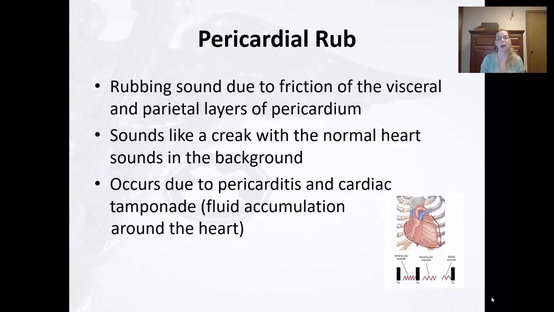Pericardial rub is the sound that comes from friction in the parietal layers of the pericardium. And it sounds like creaking, again, like squeaky floorboards. How you differentiate that it's coming from the heart versus the lungs is you ask the patient to hold their breath. And if the creaking continues, then it's a pericardial rub. And if the creaking stops, then it's an inspiratory or pleural rub. The things that cause pericardial rub are pericarditis and cardiac tamponade.